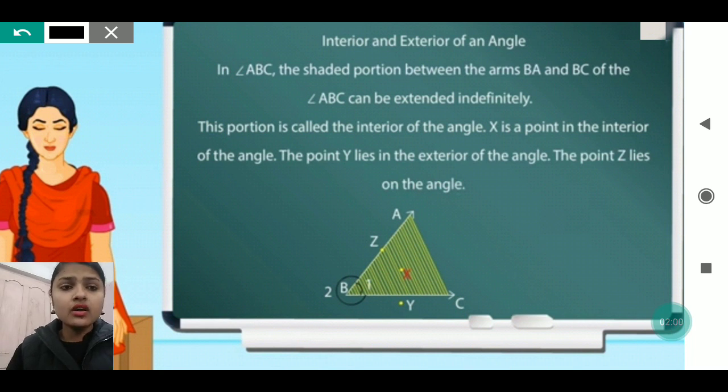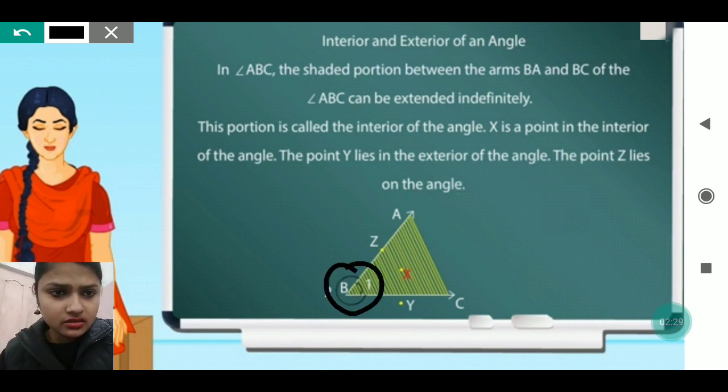Two rays are passing. One ray is passing from A to B and the other from C to B. In between these two rays there are a few points, like Z and Y. In angle ABC, the shaded portion between the arms AB and BC, this green portion, is the angle B, the inside part.